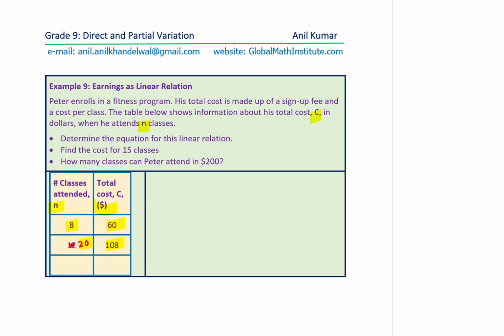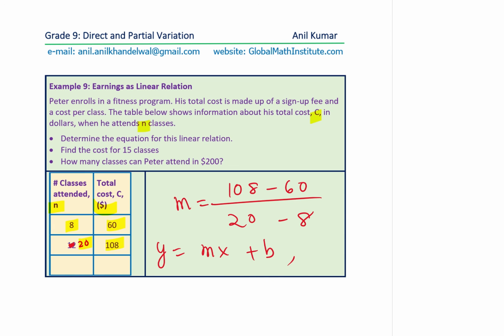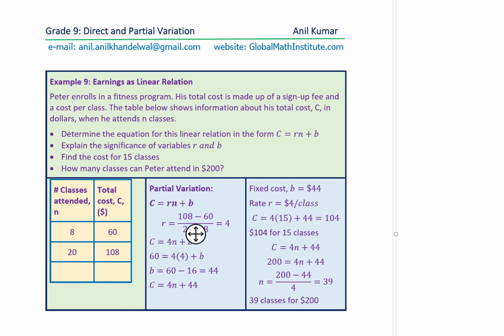Now you're given 2 points that will give you the slope. So the strategy here is to find the slope, which in this case will be 108 minus 60 divided by 20 minus 8. Then you write down the equation y equals mx plus b. You can use any one of these points. For example, you can use 8 and 60 to find the value of b. That will help you to answer. So once you're done, look into the solution. The solution here is simple and straightforward, just as we discussed.